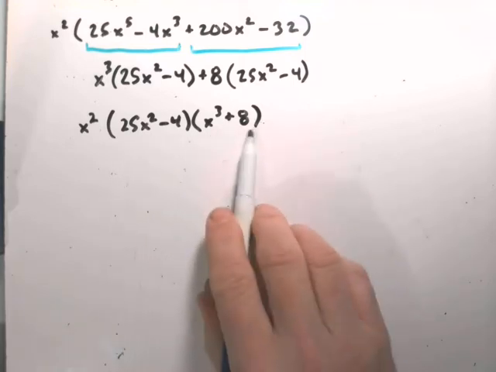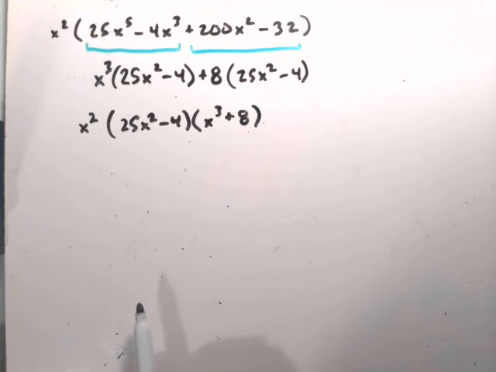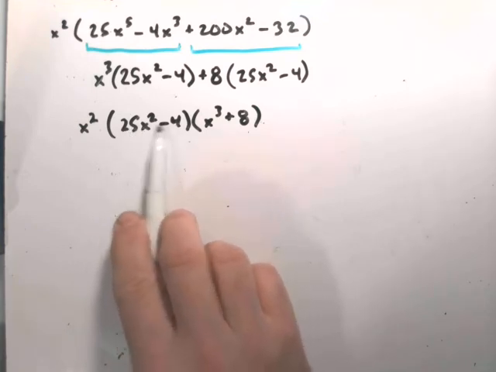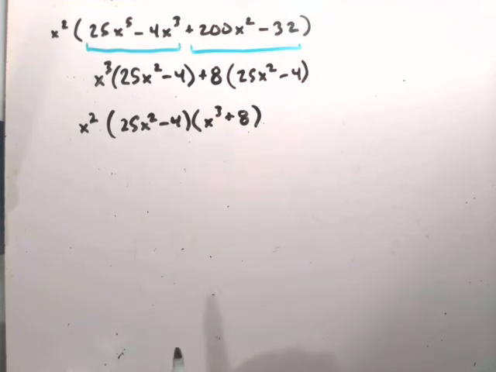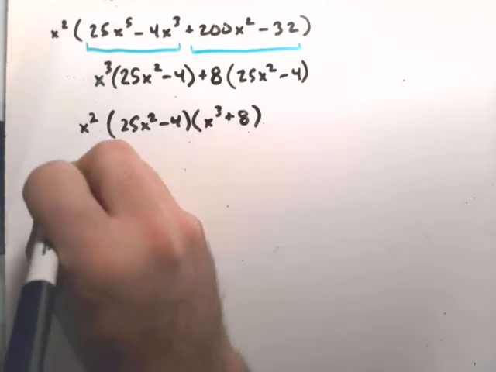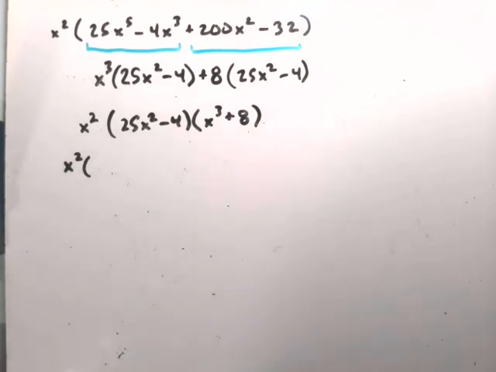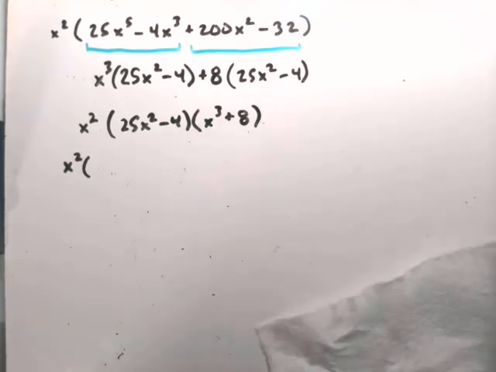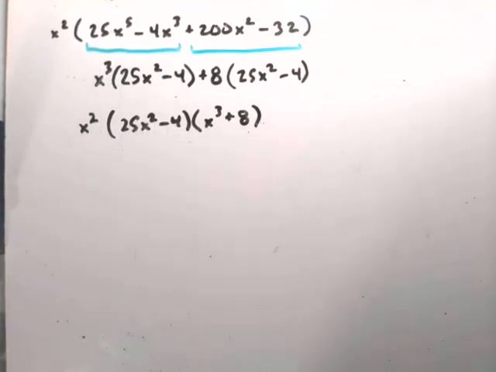So looking at what's in the parentheses, I want to see if this factors at all, and it does. This is a difference of squares pattern. We have two terms with subtraction, and both of those are perfect squares. So we have an x squared in front, and then using our difference of squares pattern, I'll slide that over a little bit, give me a little more room.